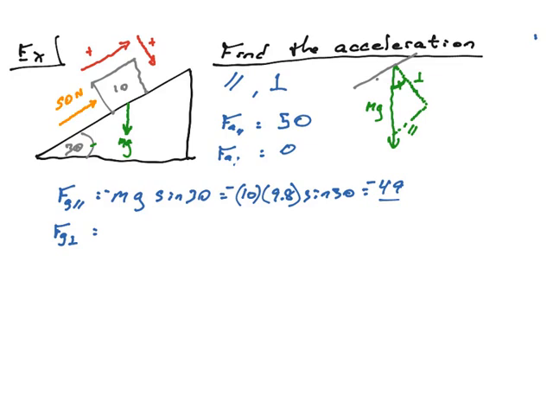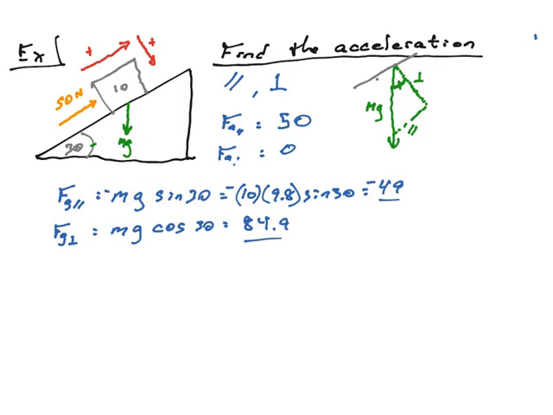All right, what about the perpendicular piece? Well, the perpendicular side is the side adjacent to the angle, so that's cosine. M times G times cosine 30. So 98 cosine 30 gives me 84.9.